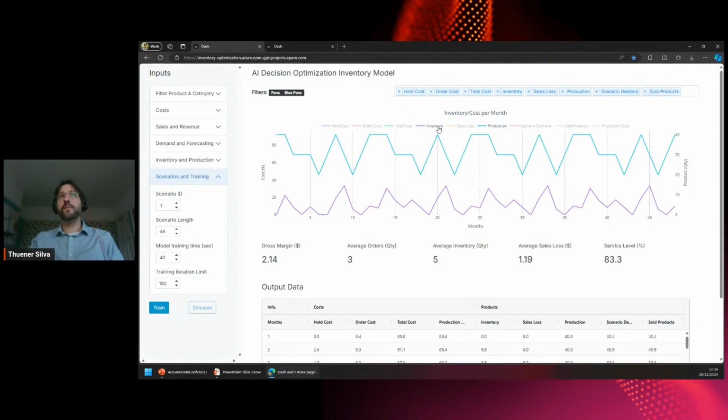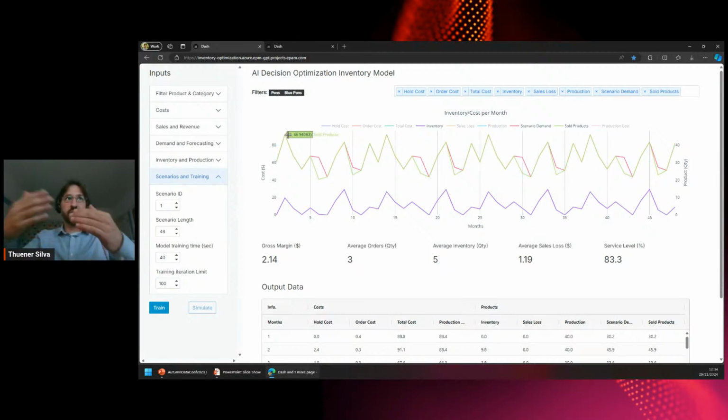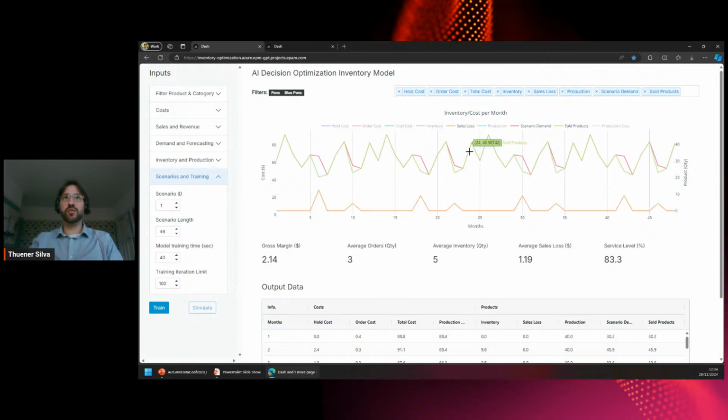So based on your scenario and your sold products, if you have enough inventory to attend that demand, you sell that inventory. But sometimes you see that you're a little bit short. The customer wants 32 units, but we are able to deliver just 20. Then you calculate your inventory and sales loss with this. So you see here the case where we have sales lost in those periods, so we're not able to achieve full demand.